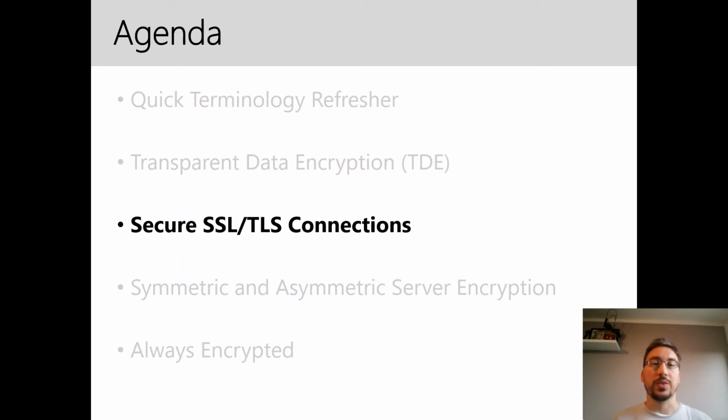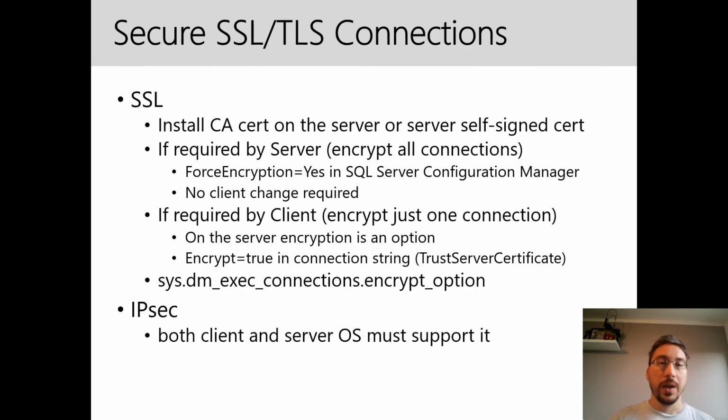Okay, so next one is how to secure your connections. So how to encrypt your connections to SQL Server and from SQL Server. There are basically two ways you can play with this, right? For SSL, if you are required, so if you want to encrypt all connections that come to your SQL Server, so you say there are no exceptions, everything has to be encrypted, it's very simple to do. You just say on the SQL Server instance in SQL Server Configuration Manager, you say force encryption equals yes, and no client change is required.